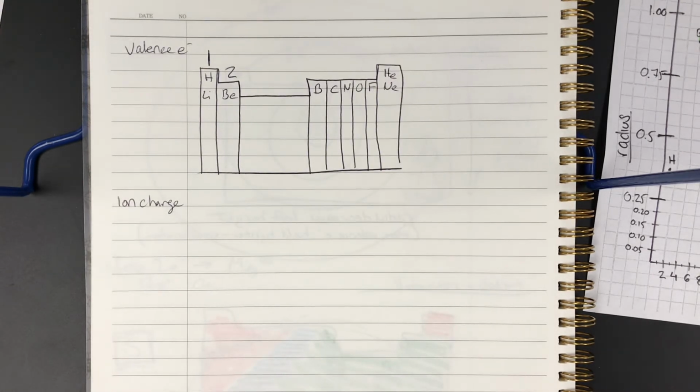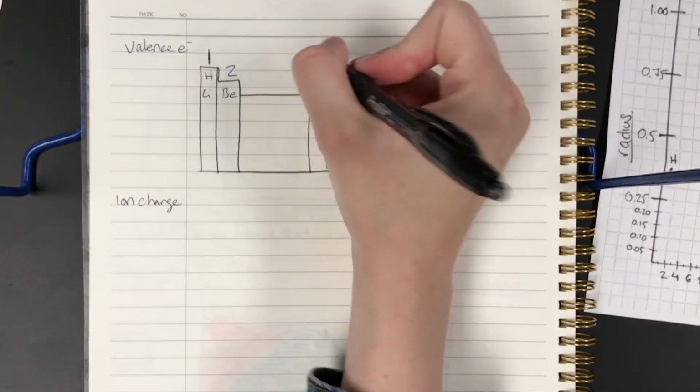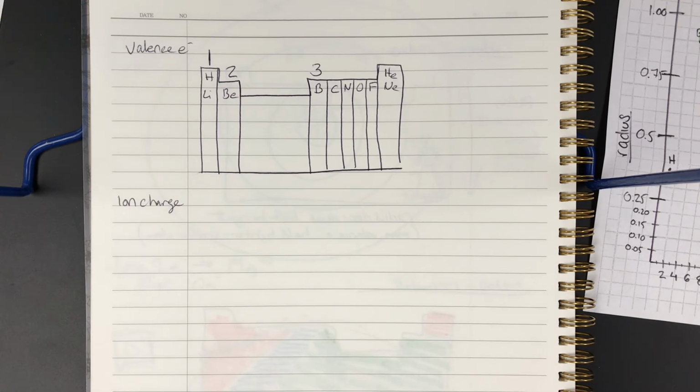How many valence electrons for the family that starts with boron? Nope. How many valence electrons? 3. That's 3 on top.